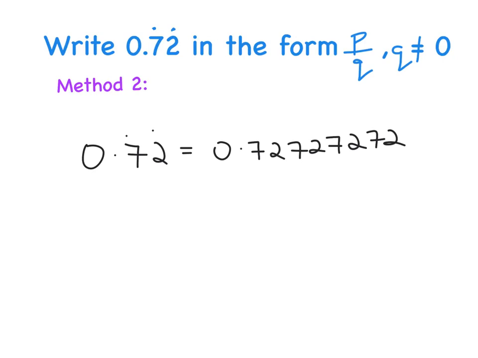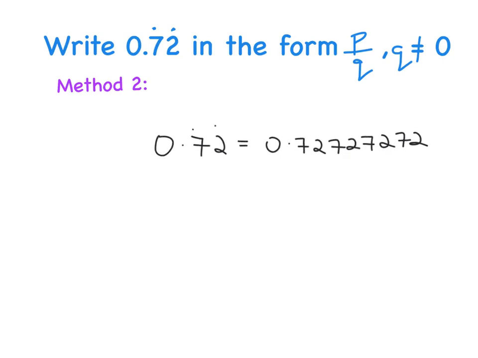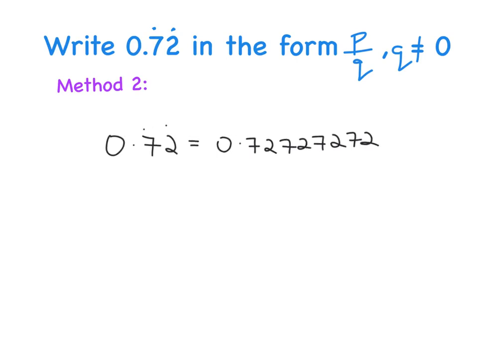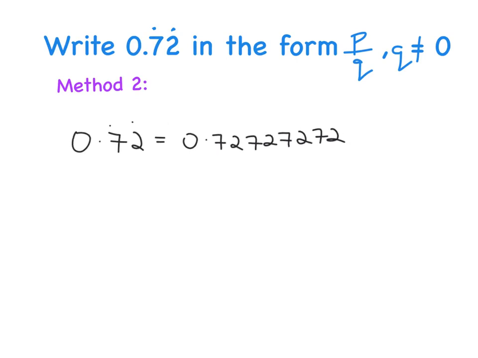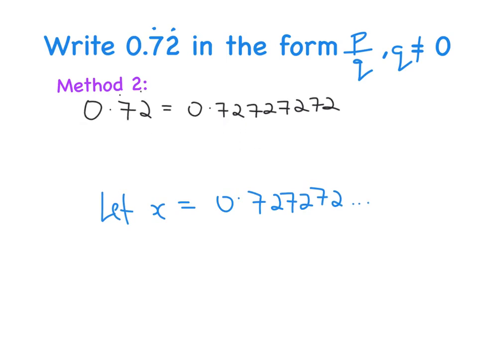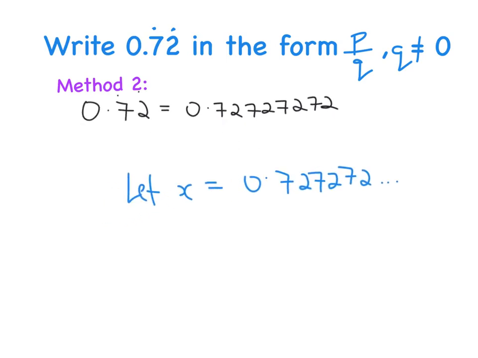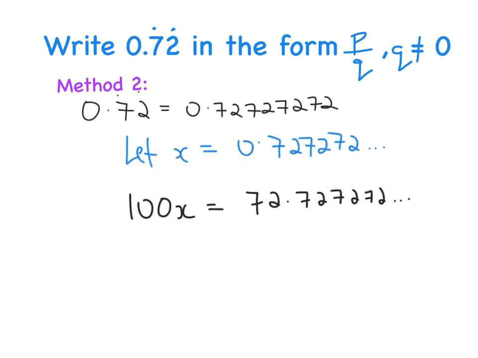Okay, so again we're asked to write 0.72 recurring in fraction form. I'm just rewriting it out, and I'm going to let x equal 0.727272 and so on. Now this time I want, when I repeat it, to have gone 2 places. So that's 10 to the power of 2, which is 100. So this time I'm going to say 100x is equal to 72.727272 and so on.